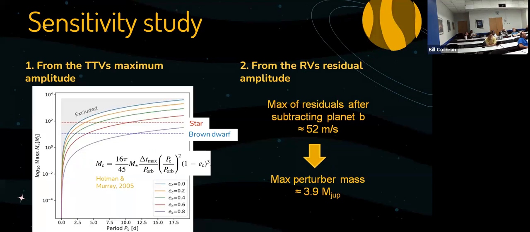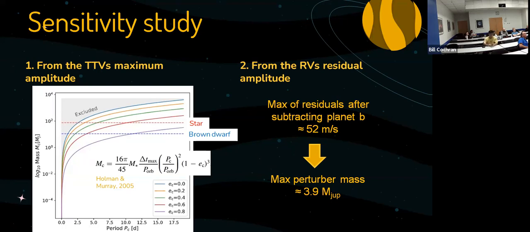I also did a sensitivity study, on both TTVs and on RVs. So what I did, for example, on RVs, I subtracted the radial velocity signal of the first planet, and I got a residual amplitude. The maximum of the residual amplitude was 52 meters per second. And from that, I derived what would be the mass of a perturber causing that residual.